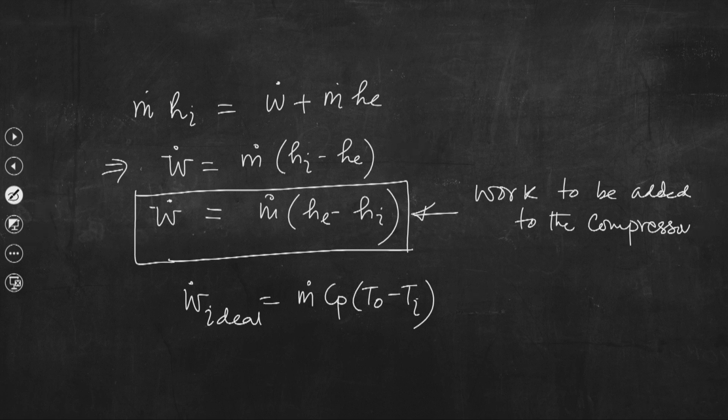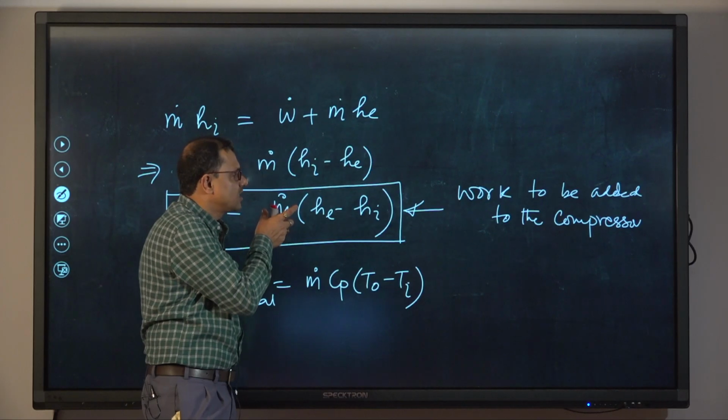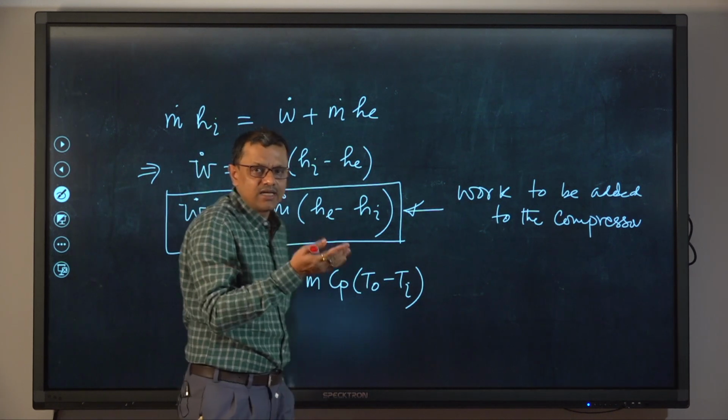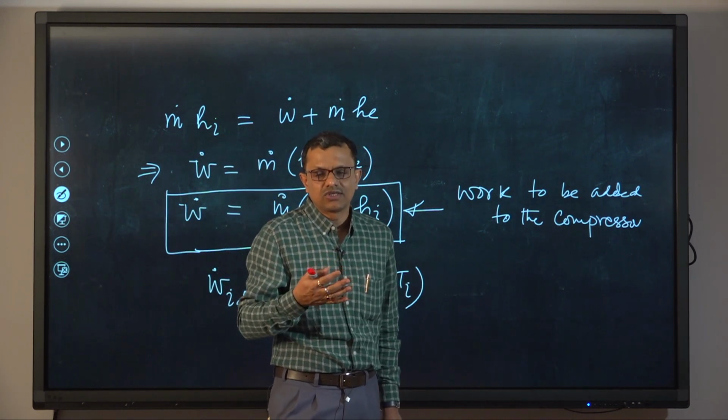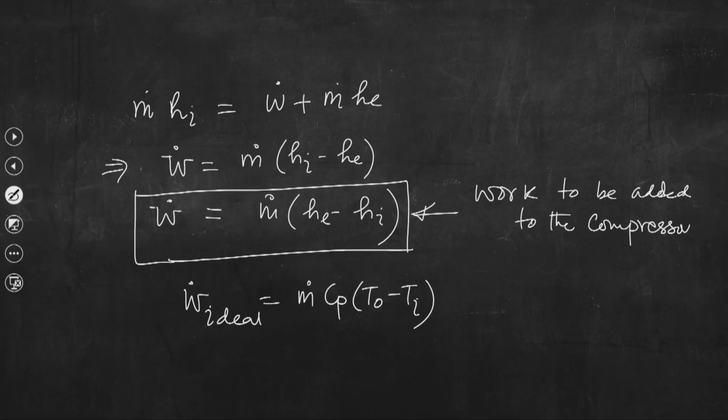because while we have estimated this work which needs to be added to the compressor for its operation, we did not take into account the frictional losses. So, this is the ideal work done. If we go to the next slide, then we can figure out the mechanical efficiency of the compressor.